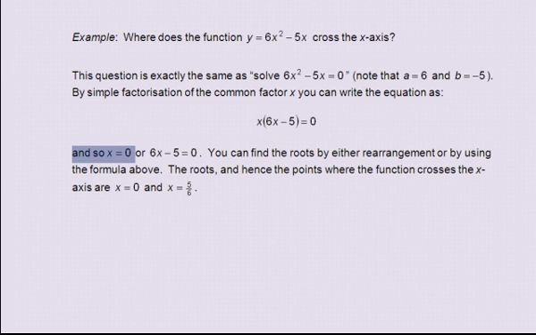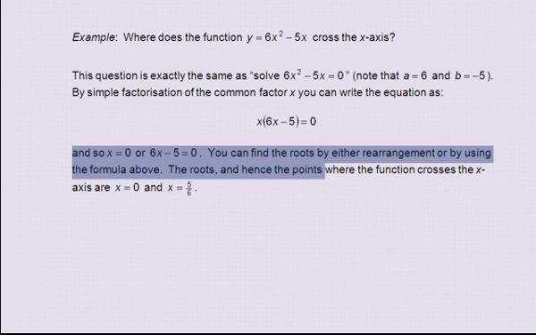And so x equals 0 or 6x minus 5 equals 0. You can find the roots by either rearrangement or by using the formula above. The roots, and hence the points where the function crosses the x-axis, are x equals 0 and x equals 5 divided by 6.